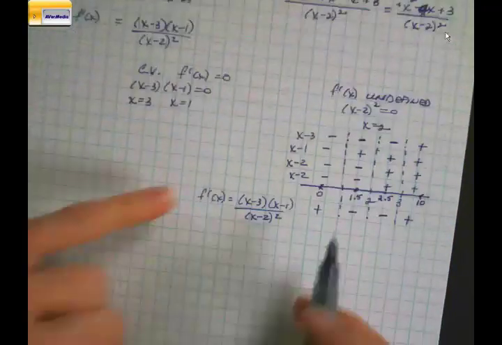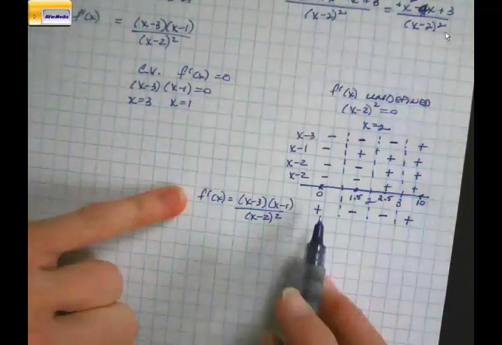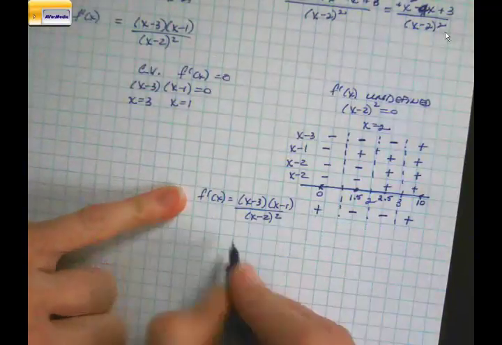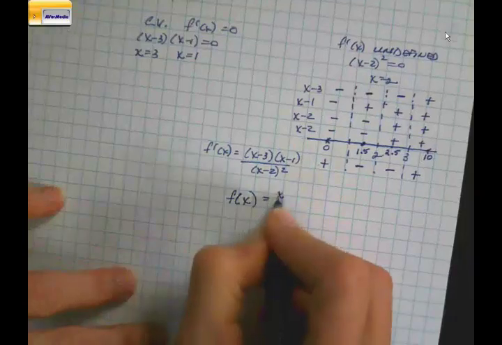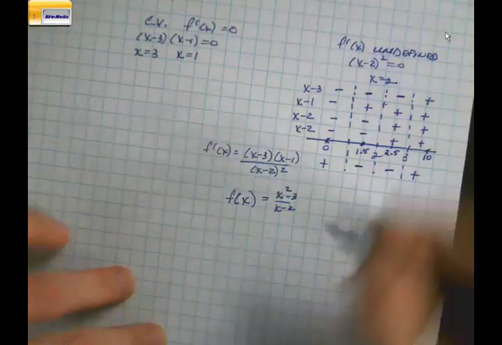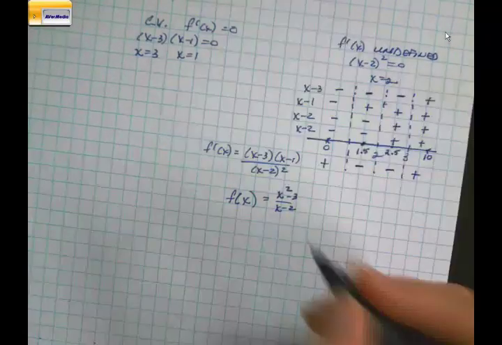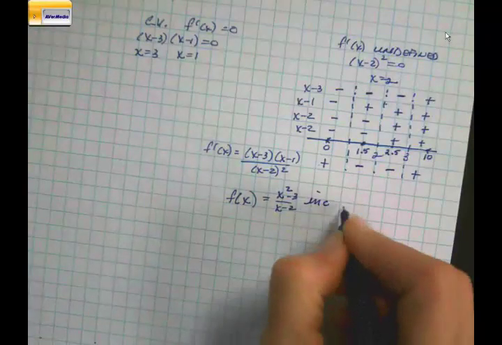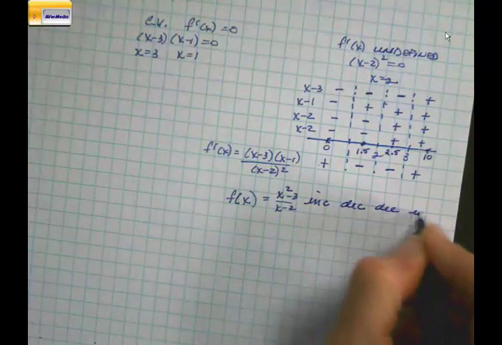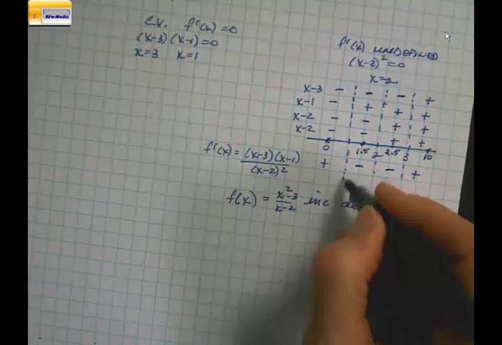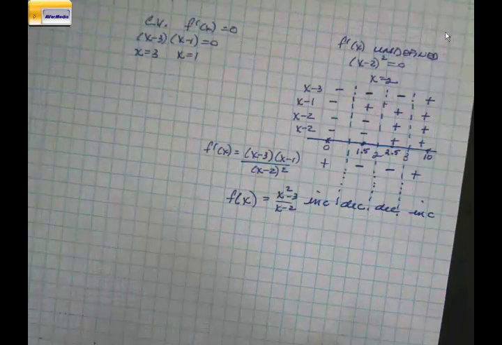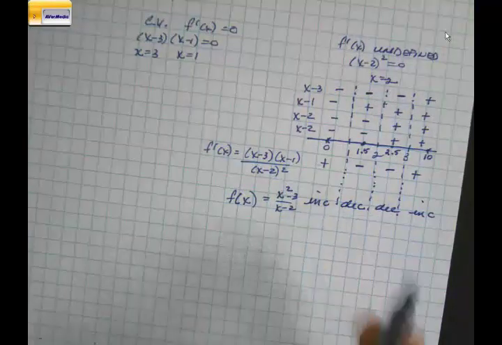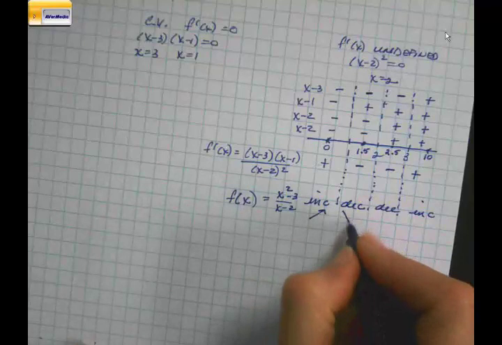Okay. So that's your signs on your first derivative. Your first derivative is positive, negative, negative, positive. So your original function, this x squared minus 3 over x minus 2, your original function must therefore be increasing, then decreasing, and then increasing according to the signs of the first derivative. So if it's increasing, it's going up and then coming back down.